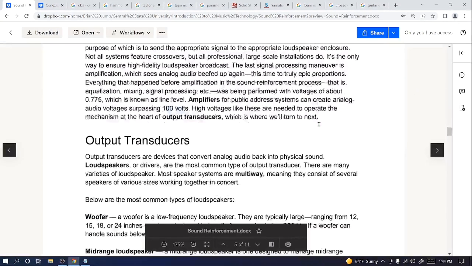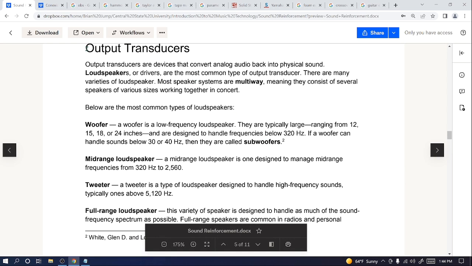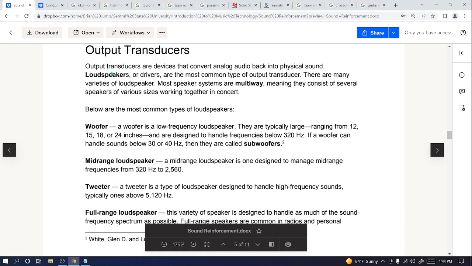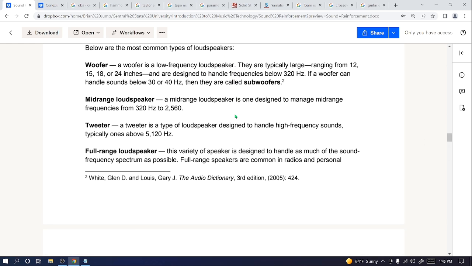Okay, so last bit here. The output transducers, which is fancy music technology speak for loudspeakers, or drivers, that's a cool name. When you get the Pro Audio people talking, they might be talking about drivers. Well, they're just talking about speakers there. Okay, so most systems are multi-way, which means they consist of several speakers of various sizes working together in concert. And here are the most common types of loudspeaker.